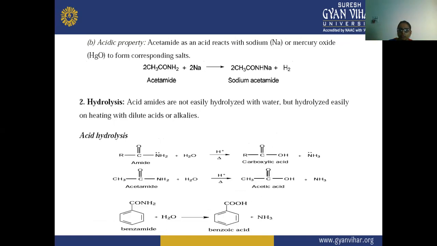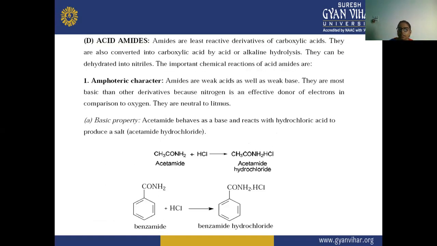Next is your acid amides. So here in the acid amides, amides are the least reactive derivative of carboxylic acid, and they are also converted into carboxylic acid by acid or alkaline hydrolysis, and they can be dehydrated into nitrile. The important chemical reaction of acid amides is the amphoteric character, and the amides are weak acid as well as weak base, and they are more basic than other derivatives because nitrogen is a more effective donor of electrons in comparison to oxygen, and they are neutral to litmus.